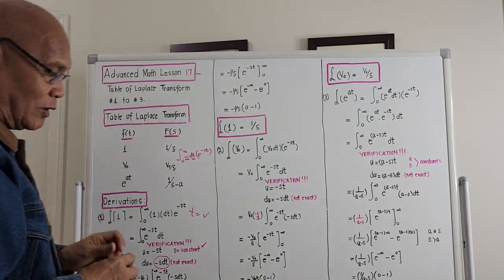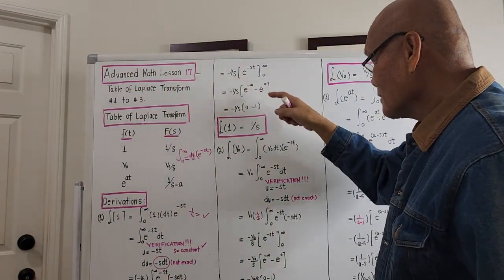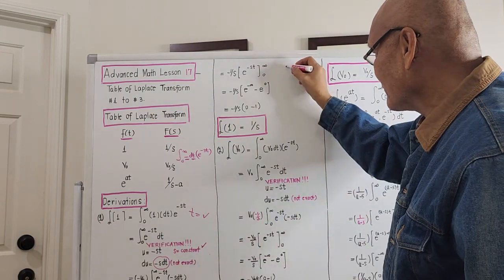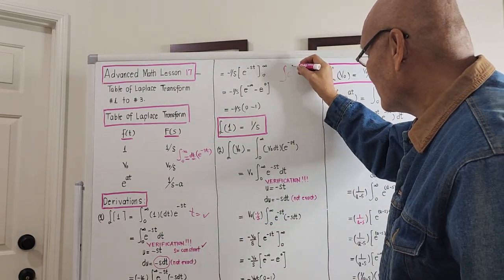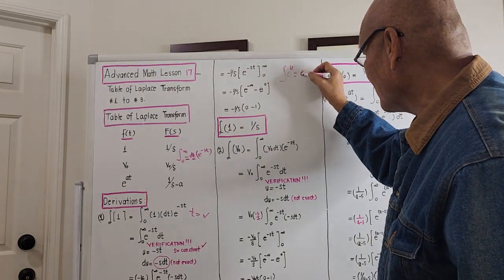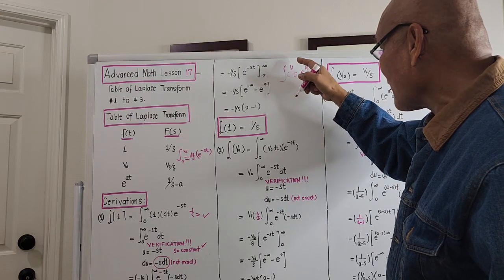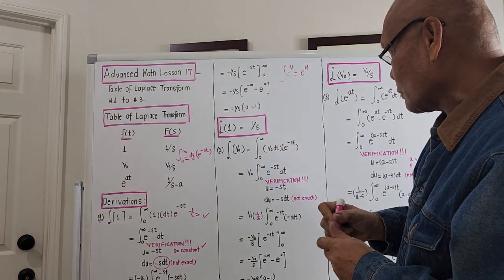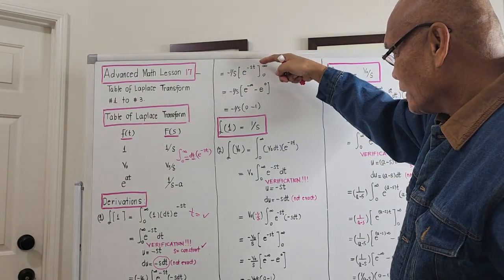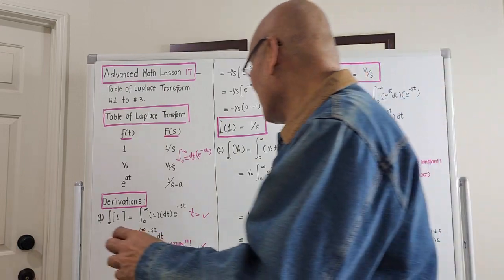So what will come out will be negative 1 over s times the integral of e to the u du. The integral of e to the u du is actually e to the u. Okay? We verified the complete exact value of du already. So what will come out will simply be e raised to minus st with the limit from 0 to infinity. Okay?